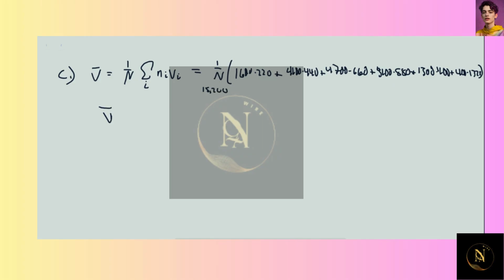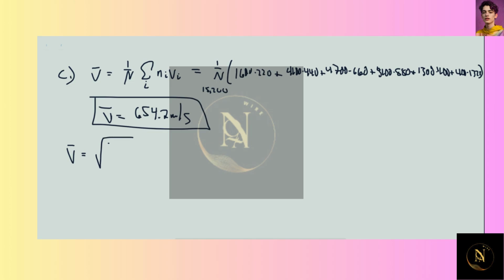With N equal to 15,200, our average or mean velocity ends up being 650 meters per second. Oops, sorry, that's the approximate version. If we actually plug this in, we get 654.2 meters per second. So this is a little bit slower than the rms, but now let's see if the effective temperature using this speed corresponds to the same effective temperature we found in part B. For the average speed, different from the rms speed, we can relate this as the square root of 8 over pi times k_B T over the mass. This equation is a little bit different, but again, we can just rearrange for temperature.